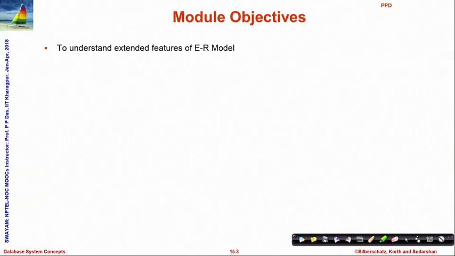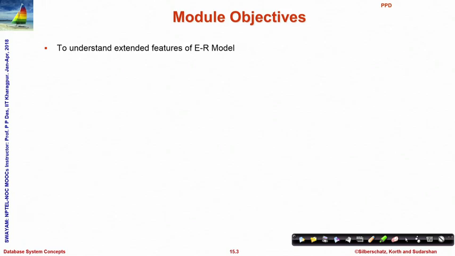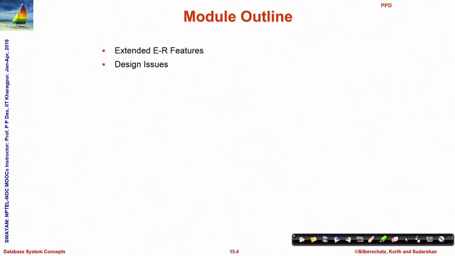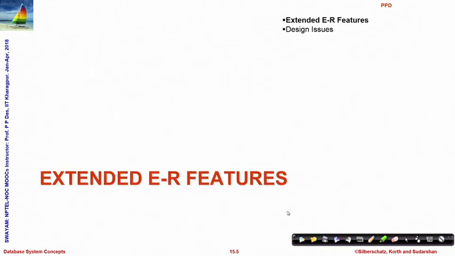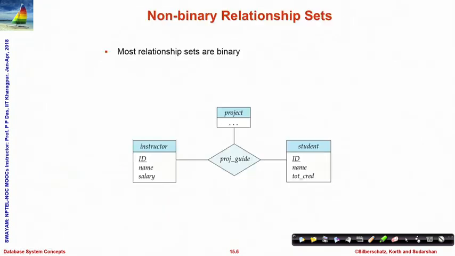In this module, we will go through a few extended features of the ER model, show some of the more complicated situations and how they can be modeled in the ER model, and along with that we will discuss a variety of design issues that will follow. So, this is the outline. We start with extended entity relationship features.